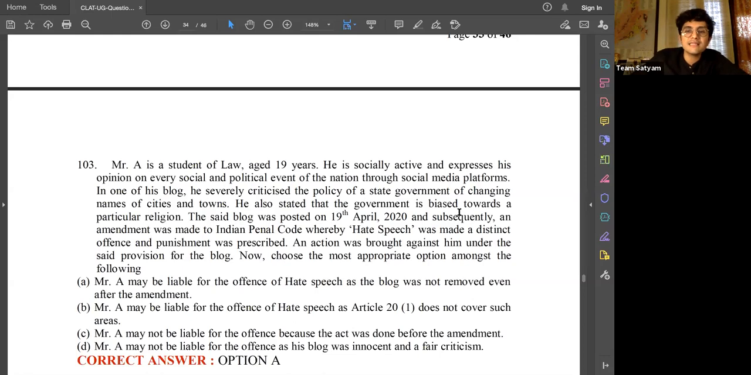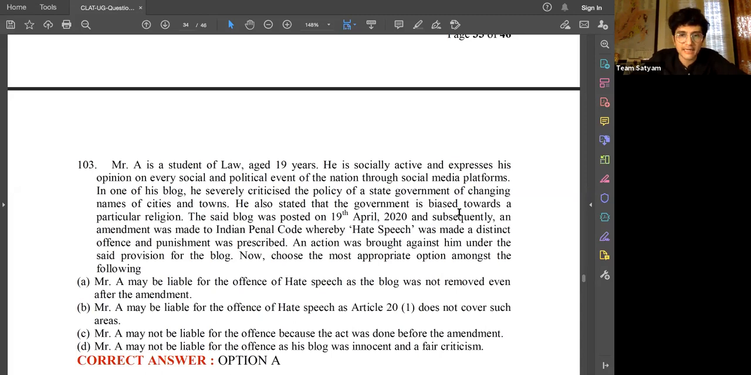So when we say that something was made a distinct offense, it means that it was already understood to be a part of a larger offense, but right now it has been extracted from there and made into a separate offense. So as far as the assertion in the passage is concerned, new laws cannot come into place and penalize someone for having done an act which was done before that law came into place.